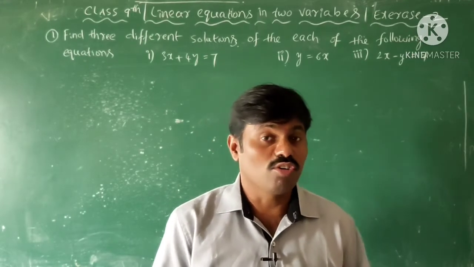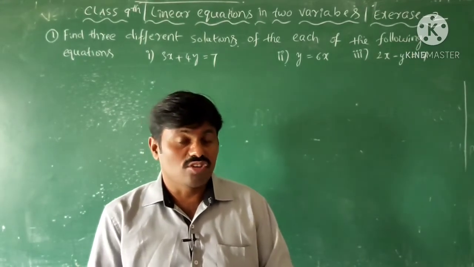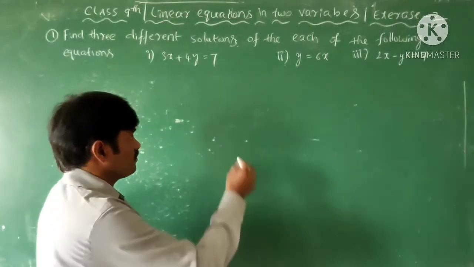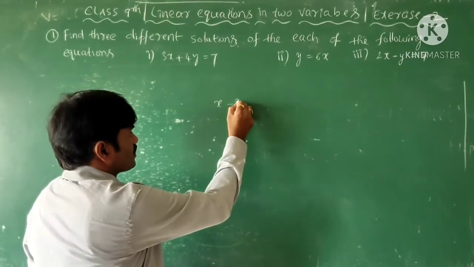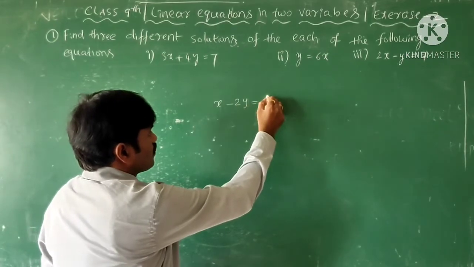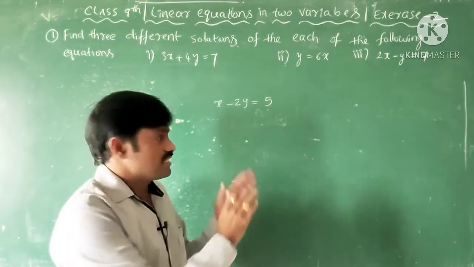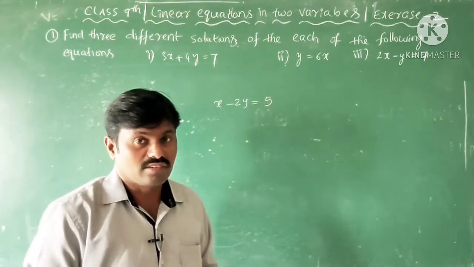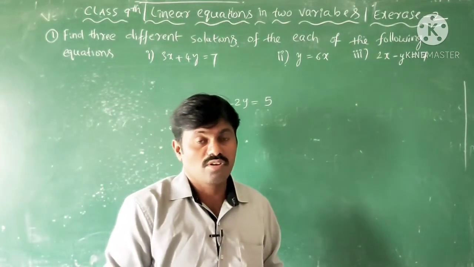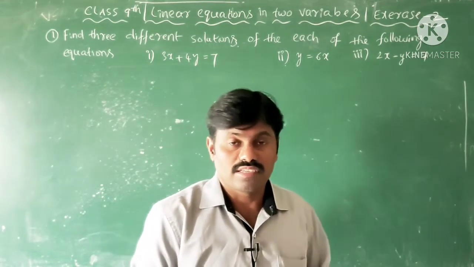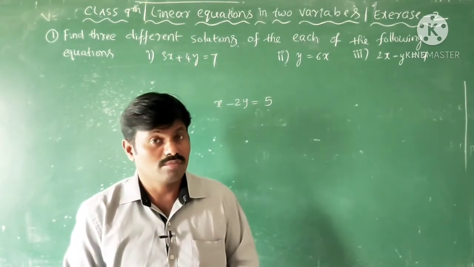Okay, first, how to find the solutions of a linear equation in two variables, let us see. For example, I have taken x minus 2y is equal to 5. So this is the equation x minus 2y is equal to 5. How to find the solutions? What can you say about the solutions of this equation? Does it have only one solution or more?